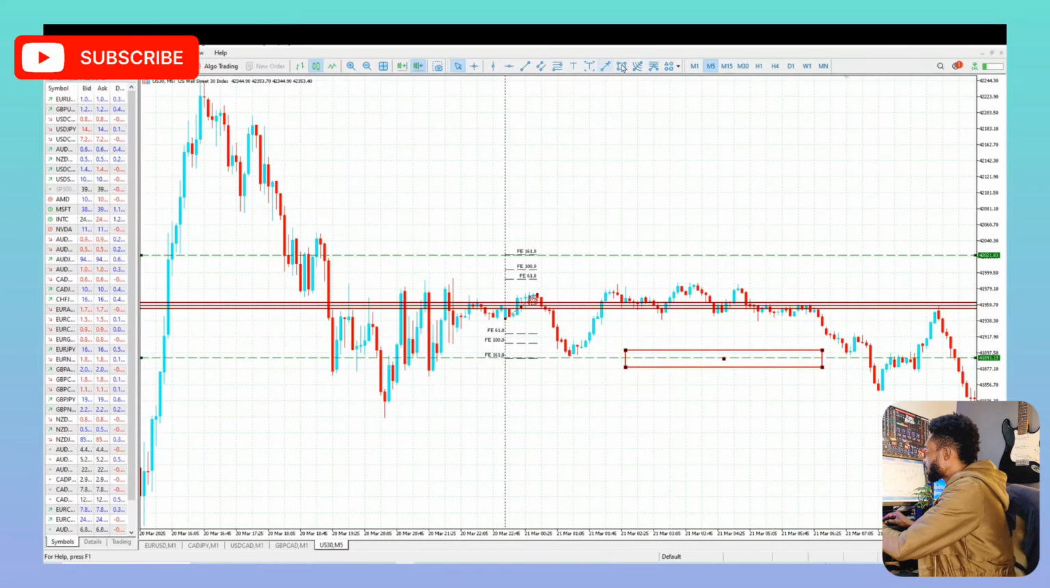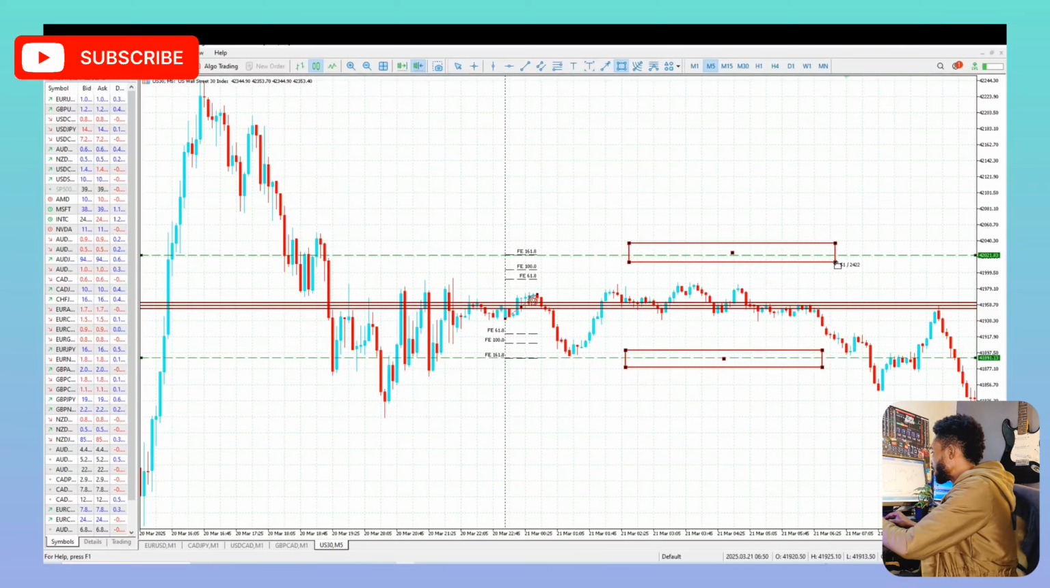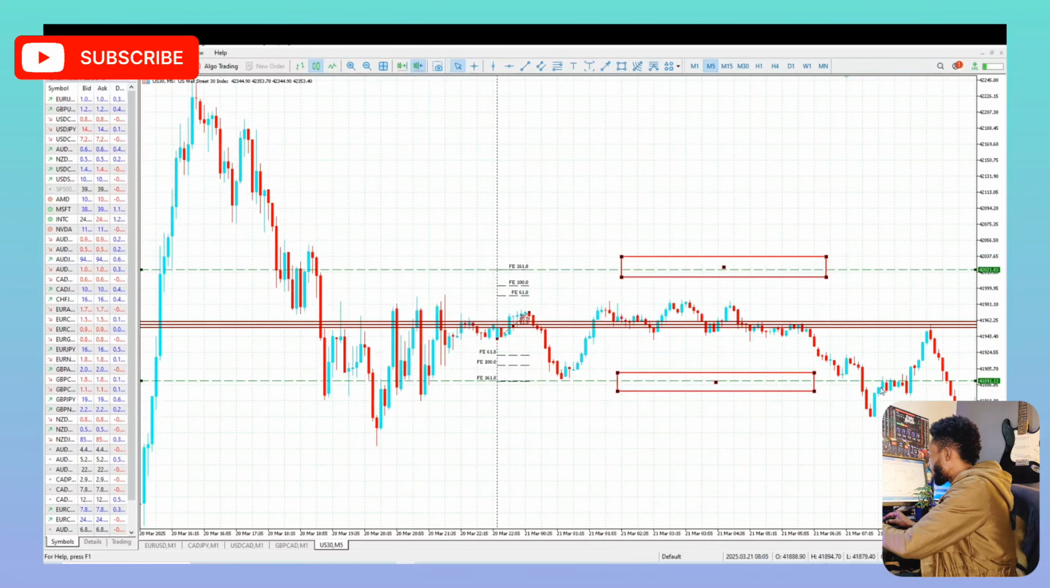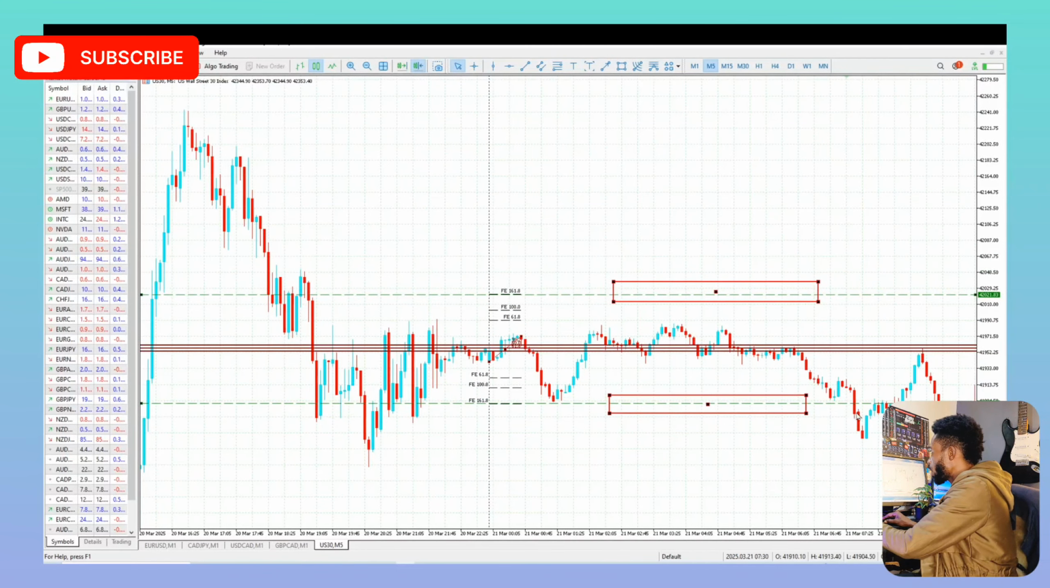Or the market breaks the upside. So in this scenario, you could see that within the day, the market broke rather the downside. So where do we take our trade? This is where we take our trade.